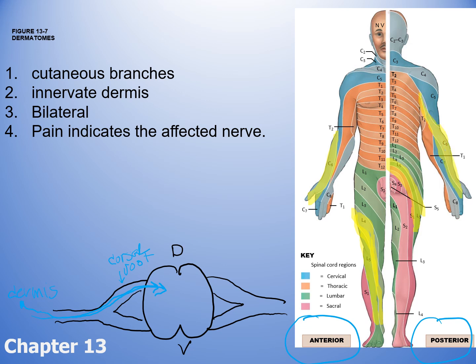Again, a dermatome, the area of skin that's innervated, can tell you what area of the spinal column is affected.